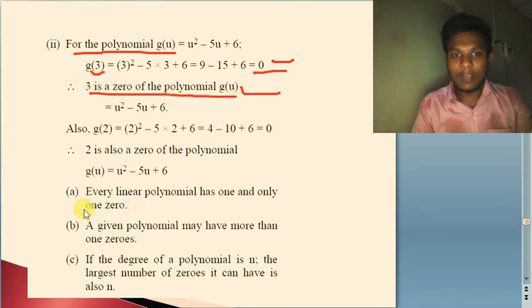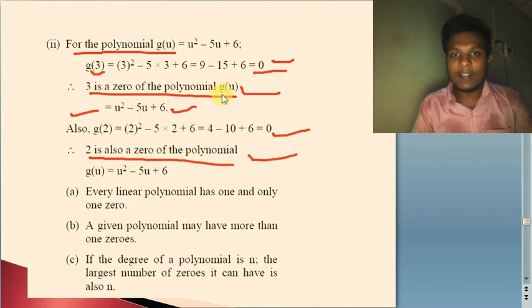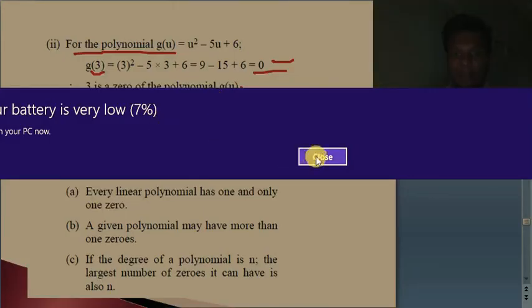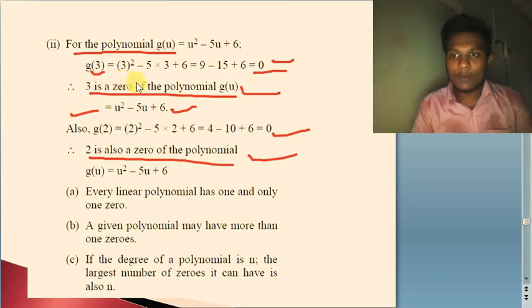Okay. Now see here. Suppose in the same polynomial we substitute 2, g of 2, what is happening? 2 square minus 5 into 2. That is what we have seen, how to find the value of the polynomial. So we are getting 0 again. So 2 is also a 0 of the polynomial, and 3 is also a 0 of the polynomial. That means whatever value you are substituting, if it makes the total value 0, then we say that it is the 0 of the polynomial.